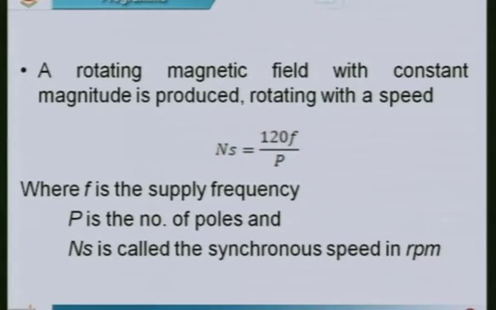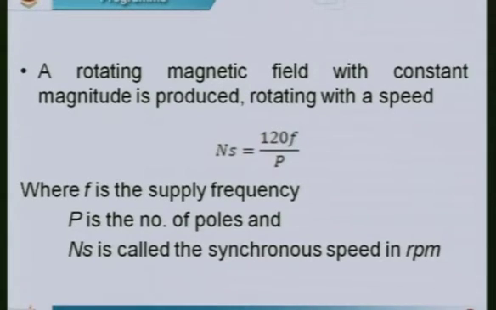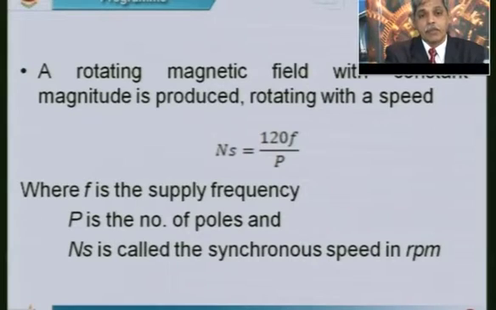It is equal to 120 f divided by p, where f is the supply frequency, and p is the number of poles to which the stator winding is wound. Of course, ns, as I told you, is called the synchronous speed. It is measured in revolutions per minute. When I take ns in revolutions per minute, 120 f by p is the expression for that.